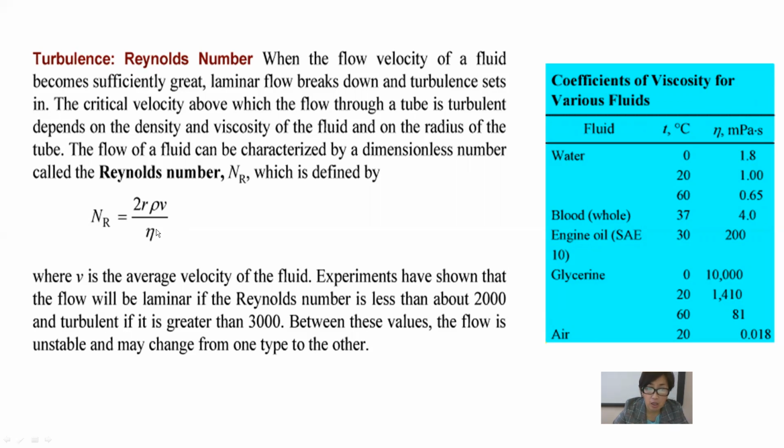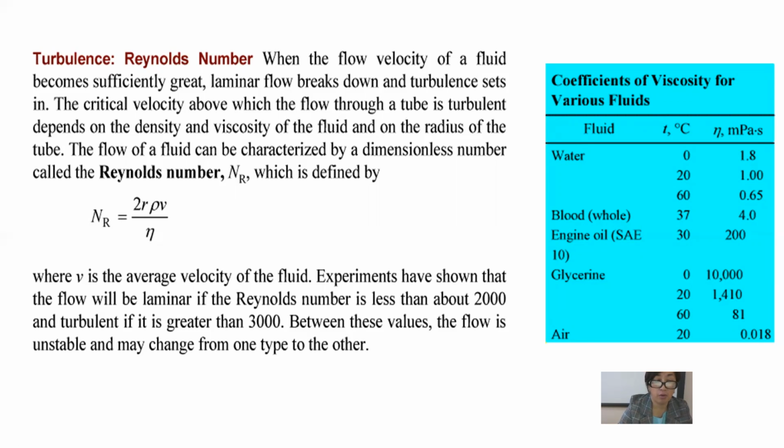Here, this is the formula of the Reynolds number: 2R rho V divided by eta. R is the radius of the tube, rho is the density of the fluid, and V here is the average velocity of the fluid.